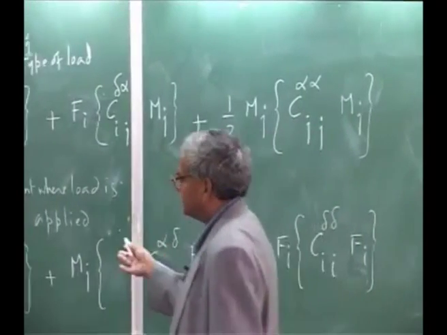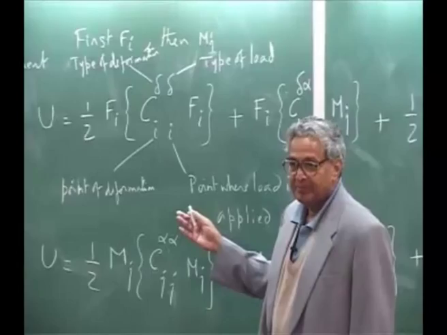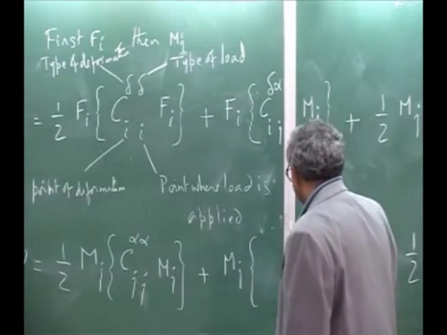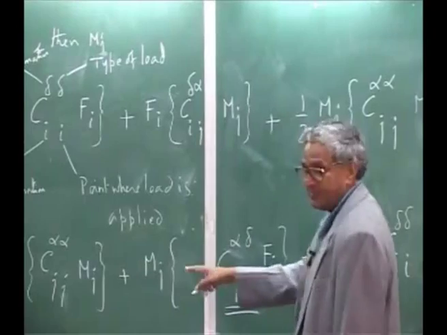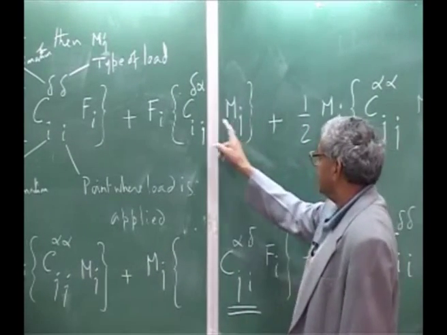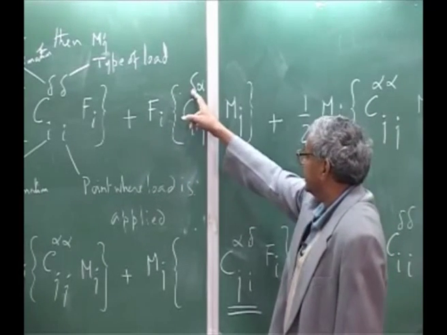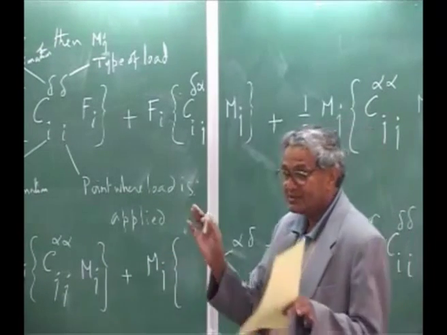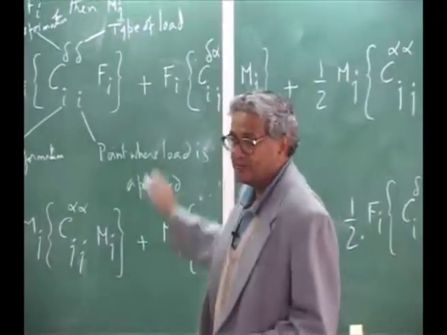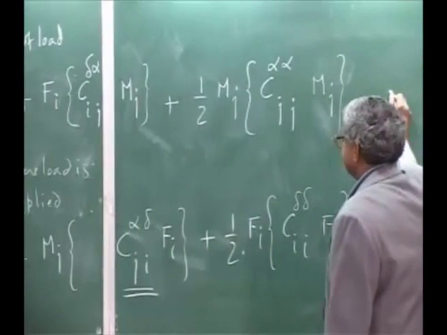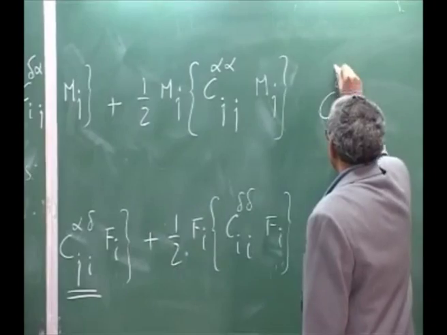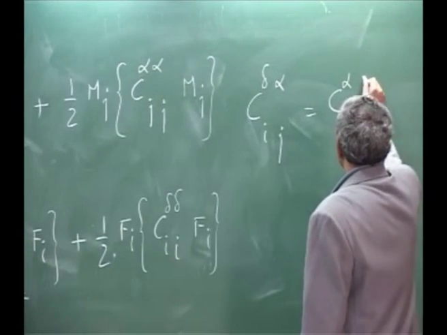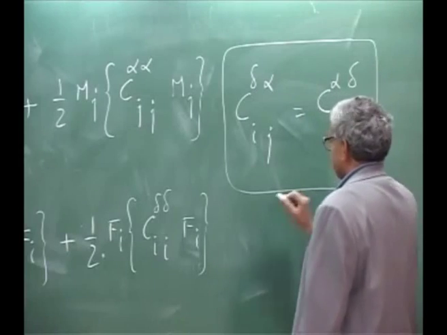Now you say that it is independent of the sequence of loading. Once you specify, you will find that you have to equate both of these expressions. When you equate, you find that here Cij delta alpha, and here it is Cji alpha delta. If the strain energy of the structure is independent of the sequence of loading, that means these must be the same, equal. So you will have Cij delta alpha is equal to Cji alpha delta.